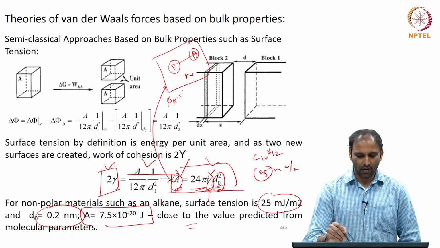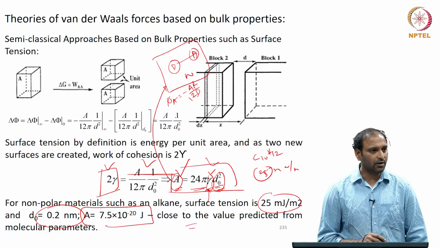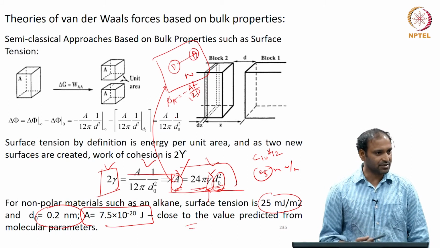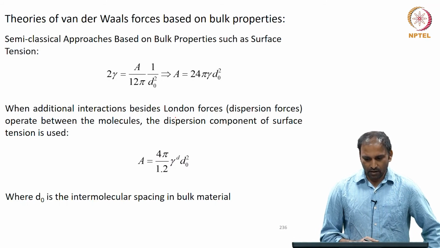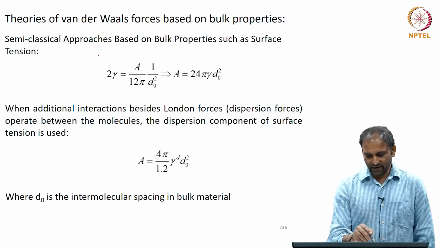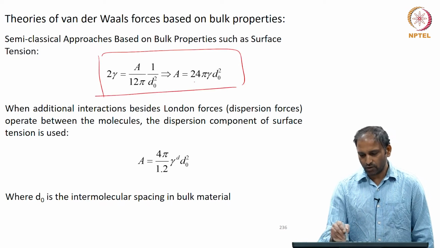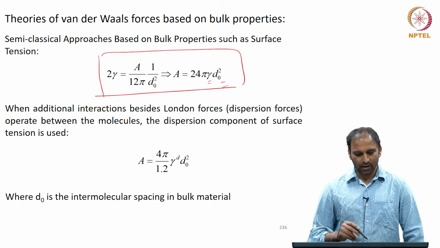in turn, if I assume that they are spherical droplets, then I can say that phi A goes to something like minus A times R divided by 12 d. That was the formula that we looked up. I can calculate Van der Waals interactions in this way. So, this is what we have just done, A equals 24 pi gamma d naught square.